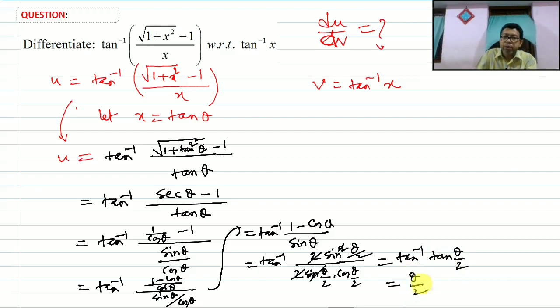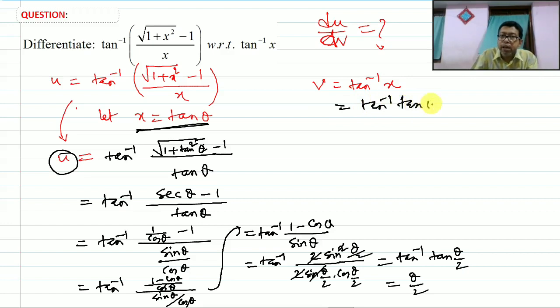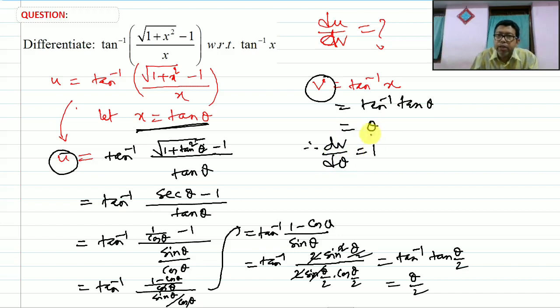So tan inverse of tan theta by 2 is theta by 2. Since we started from u, u is equal to theta by 2. On the other hand, since we considered x equal to tan theta, putting it in v gives tan inverse of tan theta, which is theta, so v is equal to theta. Can you find dv d theta? Obviously dv d theta is 1, because the derivative of theta with respect to theta is 1.